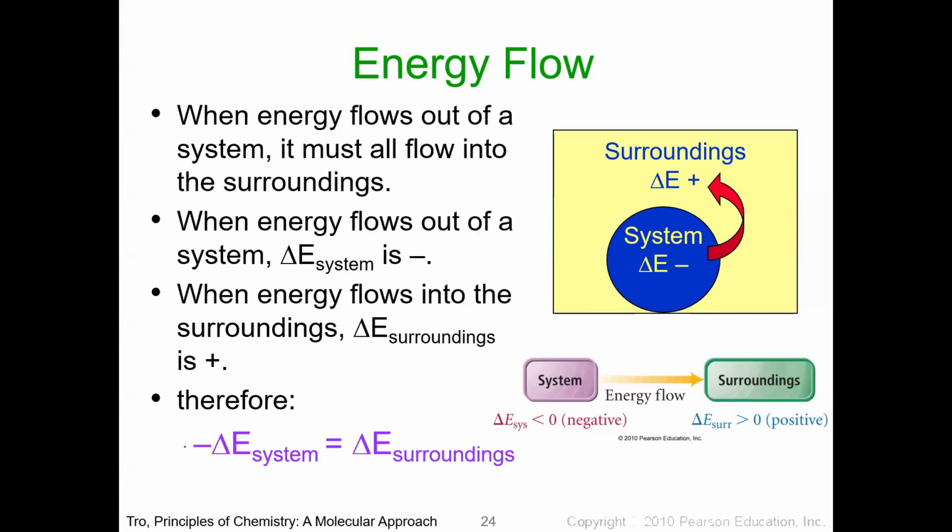So now, the next thing is energy flow. When energy flows out of the system, it must flow into the surrounding. So if you have energy in a system and that energy is flowing out, moving toward the surrounding, the change in internal energy of the system is always negative, because the energy in the system is reducing.